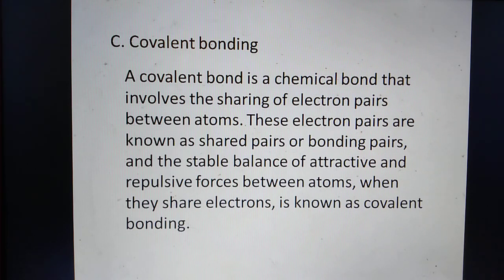C. Covalent bonding. A covalent bond is a chemical bond that involves the sharing of electron pairs between atoms. These electron pairs are known as shared pairs or bonding pairs, and the stable balance of attractive and repulsive forces between atoms when they share electrons is known as covalent bonding.